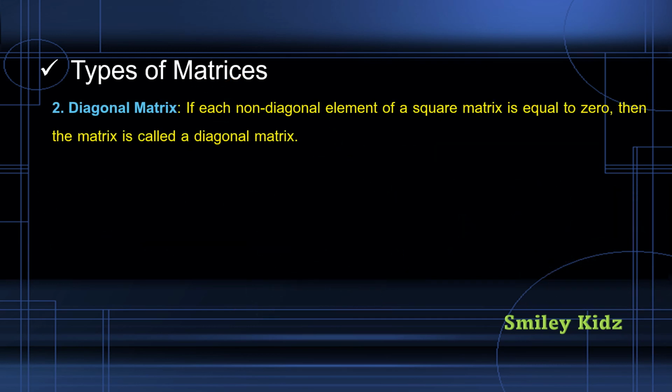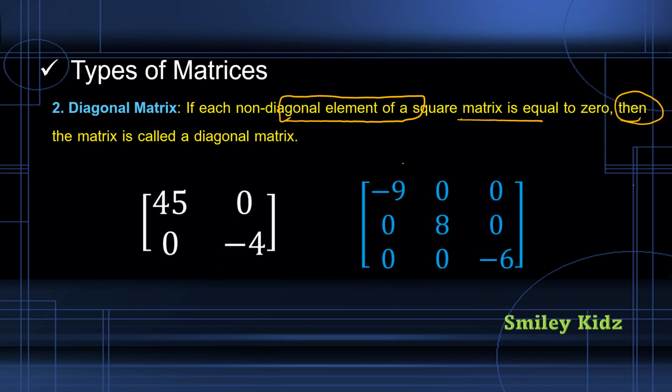Moving ahead, we have diagonal matrix. Here it says if each non-diagonal element of a square matrix is equal to 0, then the matrix is called diagonal matrix. I'm sure it's confusing. Let's have an example over here. Now, what is a non-diagonal element?